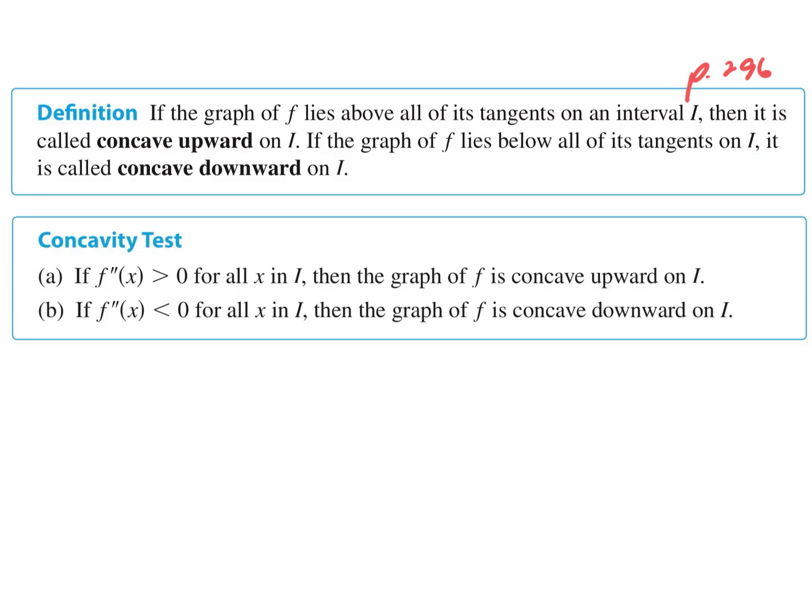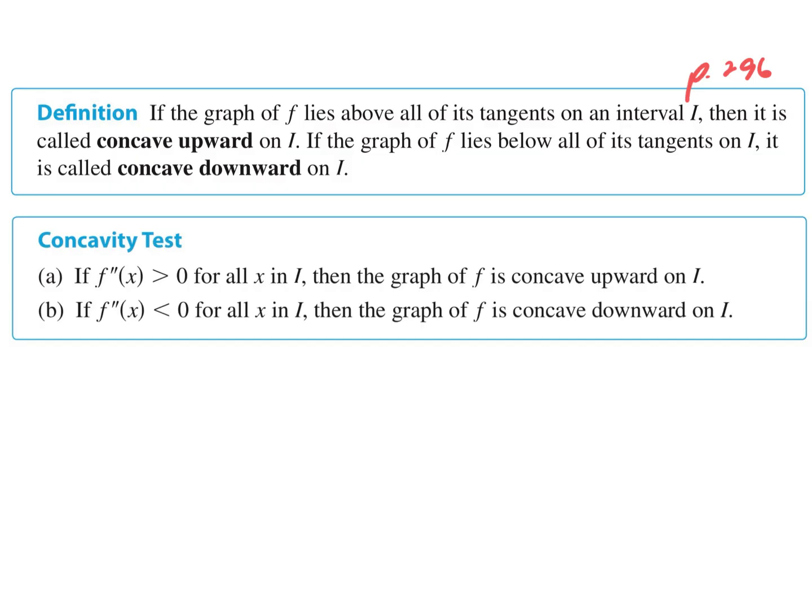Now we're looking at the second derivative. Remember that this means just two derivatives. Okay, so if the second derivative is positive, it will be concave up. If the second derivative is negative, it will be concave down. That's just something you're going to have to know. Okay.